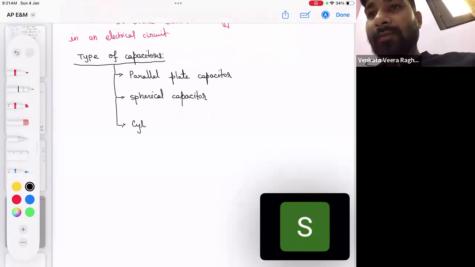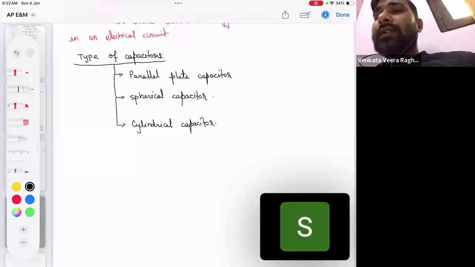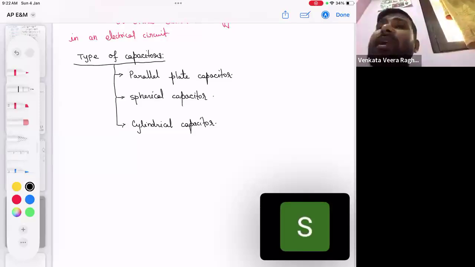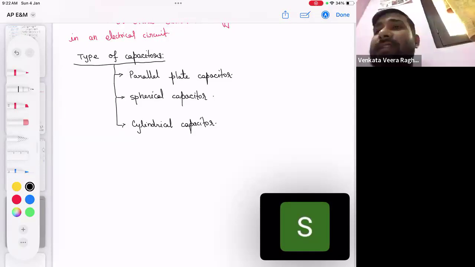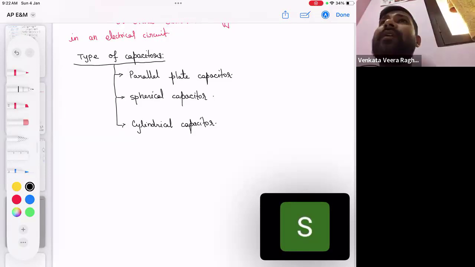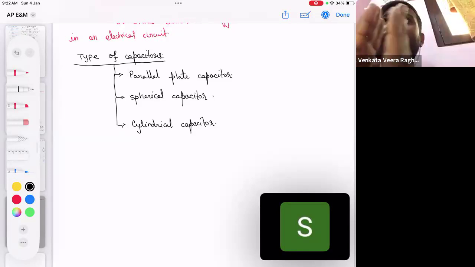Can you tell me what is the difference in these capacitors? The difference is simple: what is the shape of the conductor? A capacitor is always formed with the help of conductors, okay? So in a parallel plate capacitor, the conductor shape is in the form of two parallel plates separated by a small distance.